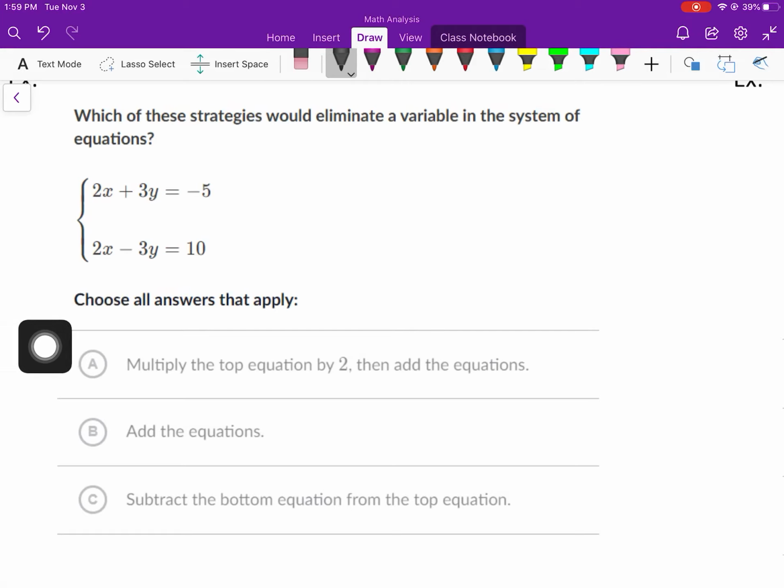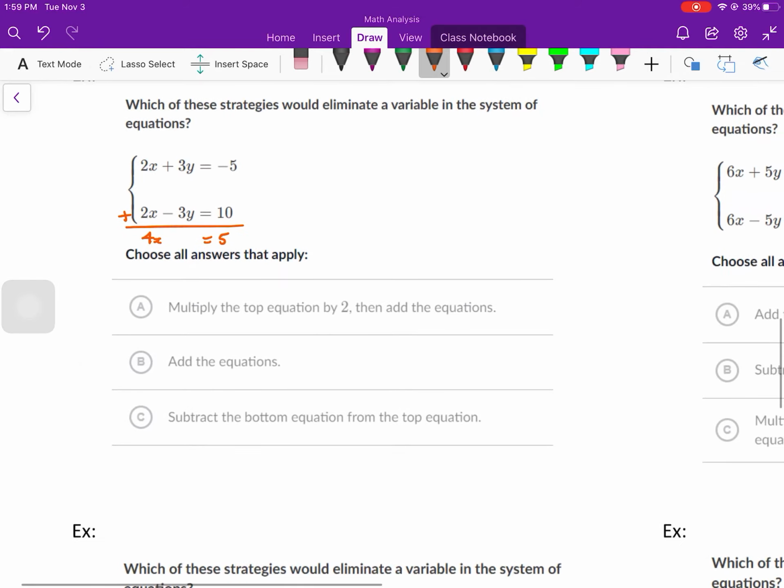If we add straight down, would they eliminate? Let's take a look. So if we were to add straight down, we would get 4x. 3y minus 3y goes away. Perfect. That's what we want to see. So actually, all we need to do is just add the equations. That's all we need to do. We don't need to multiply anything.